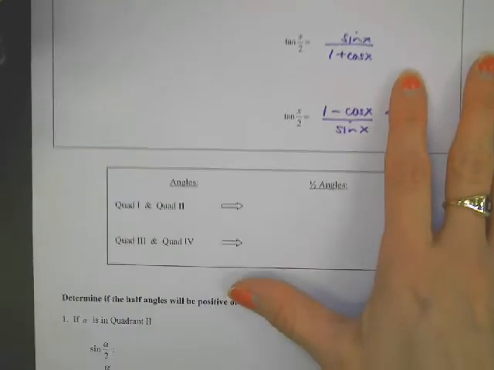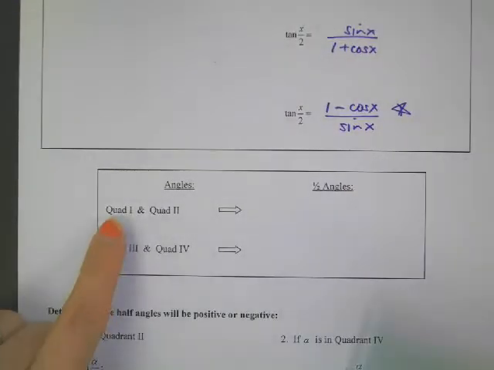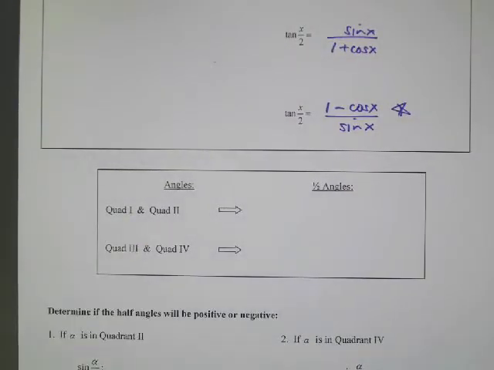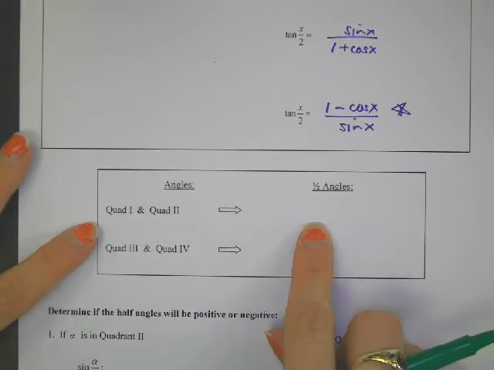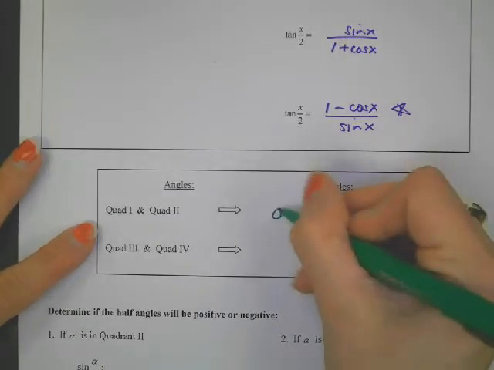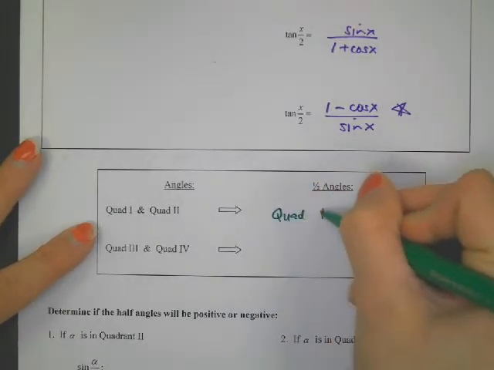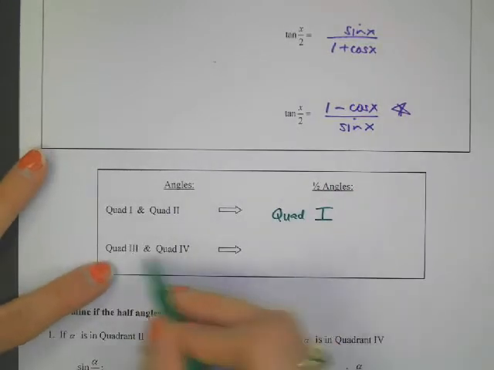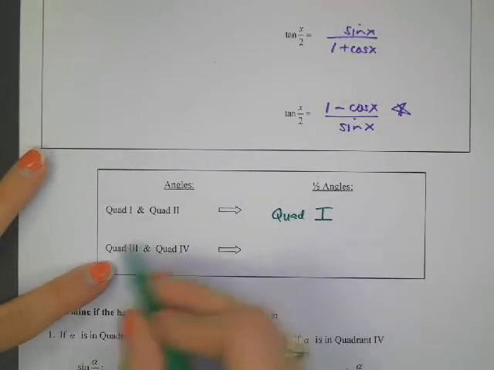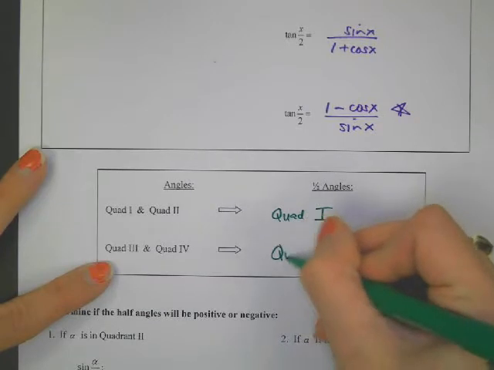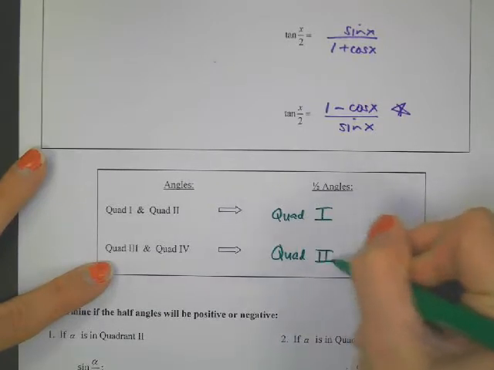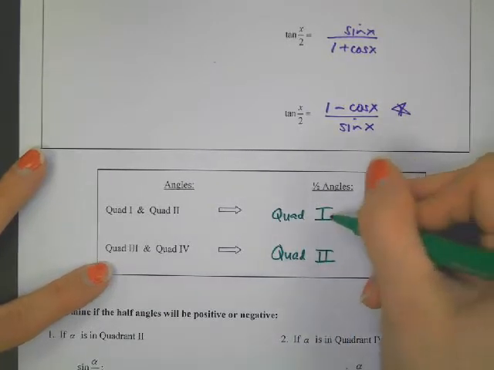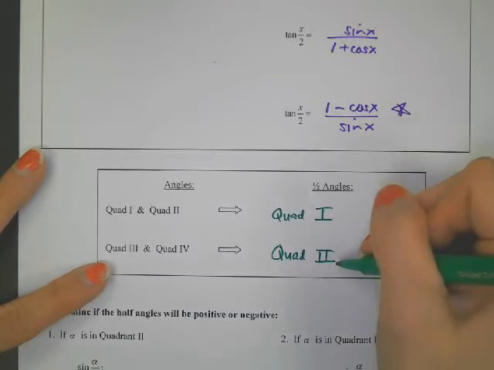All right, how about half angles? We talked about this yesterday. If the angle starts in quadrant 1 or 2 and you chop it in half, where will it be? It will be in quadrant 1. But if the angle starts in 3 and 4 and you chop it in half, all of those angles, they both go to quadrant 2. So everybody either ends up in quadrant 1 or quadrant 2.